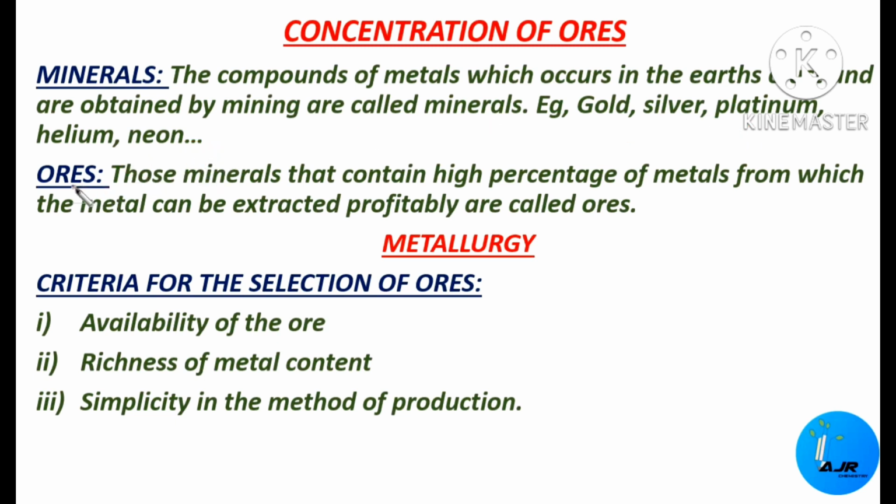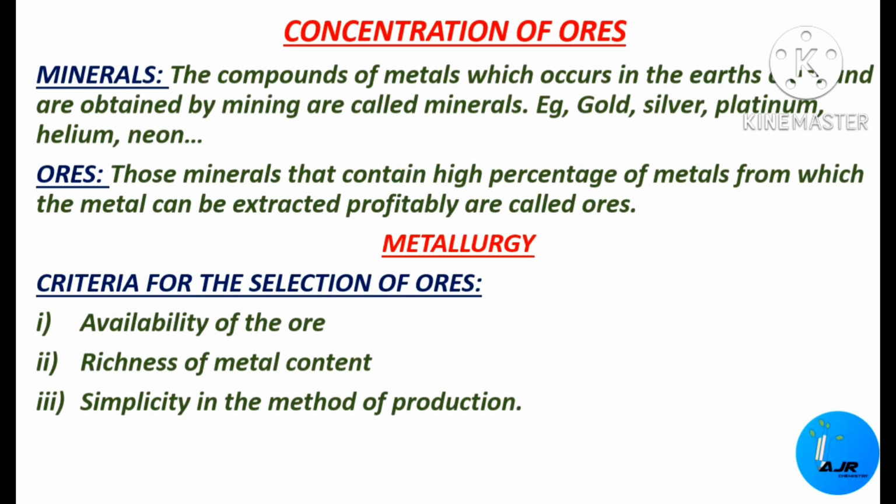Then what do we mean by ores? Ores are those minerals that contain a high percentage of metal from which the metal can be extracted profitably. So that's the difference between minerals and ores. In most minerals, the metals are present in small amounts, and some minerals have a little higher percentage of metal.